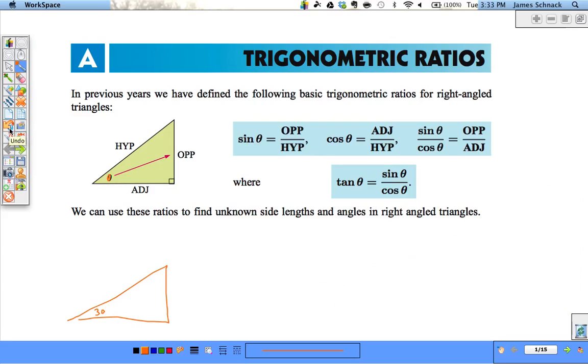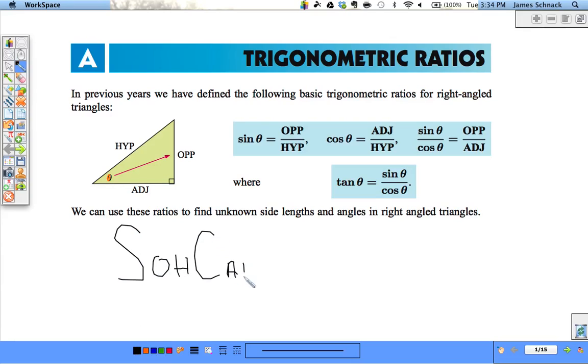And there's one more commonly used trig function, and that's tangent. Tangent is opposite over adjacent, or also sine of theta divided by cosine of theta. There's an acronym that we use to help us remember, SOHCAHTOA. Sine is opposite divided by hypotenuse. Cosine, adjacent divided by hypotenuse. And tangent is opposite divided by adjacent.